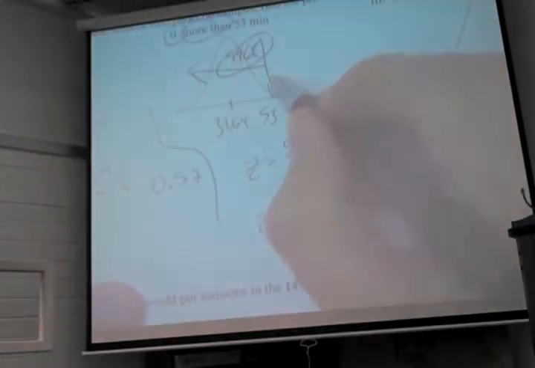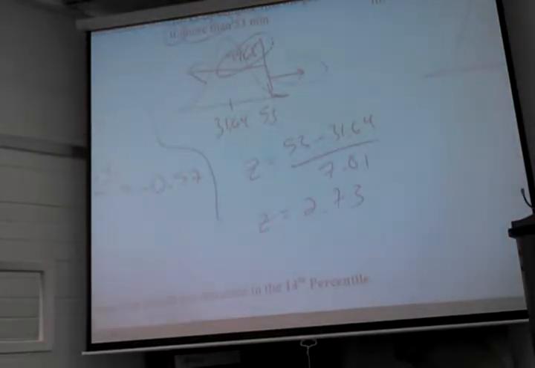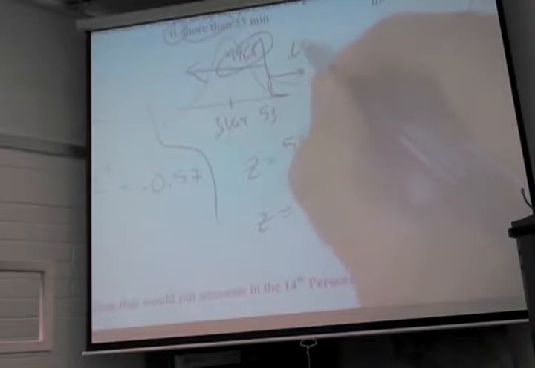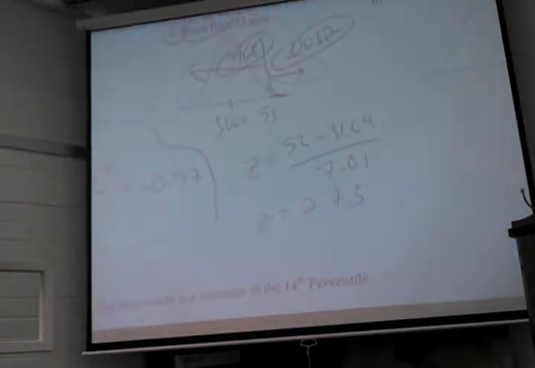Now I want more than, so what's this going to be? Why did I circle it? What's this part going to be? What's my answer going to be? 1 minus that, so 0.0032. Sweet. I like it.